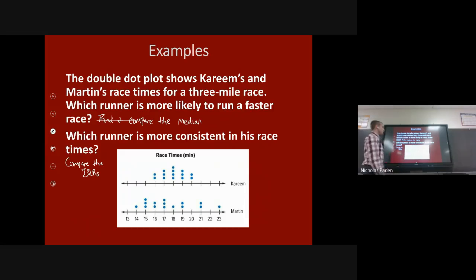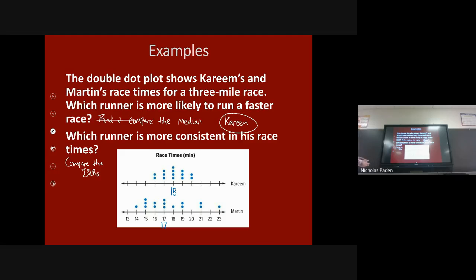Okay, so the median for Kareem is going to be 18. I'll write that here. Median for Kareem would be 18. Okay, and then the median for Martin, so let me check this real quick, is going to be 17. So the median for Martin would be 17. Okay, so which runner is more likely to run a faster race? I would say Kareem, because when comparing the medians, his median, his average, his measure of center is higher than Martin's.